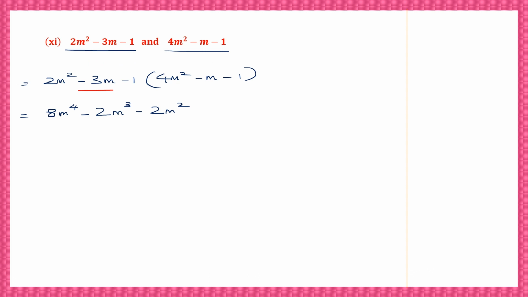Now let's take minus 3m first with 4m square. The sign is minus, 3 4s are 12, m into m square is m to the power of 3. Then we continue, minus 3m into minus m, minus into minus is plus, 3m is 3, m to the power of 1 plus 1, which is 2. Now multiply minus 3m into minus 1, minus into minus is plus, 3m into 1 is 3m. So we finished with minus 3m.